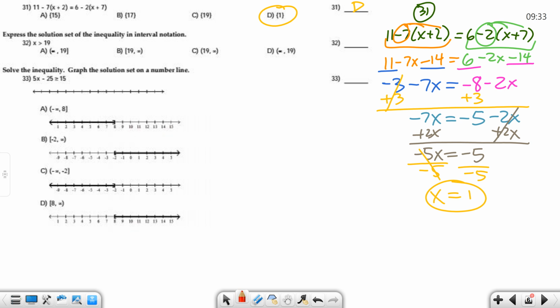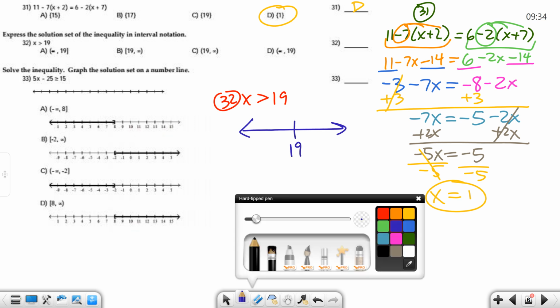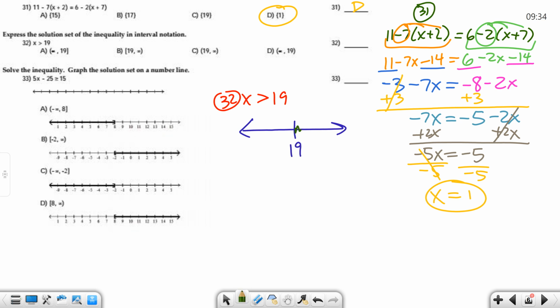So that was number 31. Number 32, x is greater than 19, expressed as an interval notation. So on my number line, I always like to draw it on my number line here. What number do I care about? 19. Which way is greater than? To the right. And then I shade that. If I shade that arrow, that represents what? Infinity, right? Because greater than is to the right.